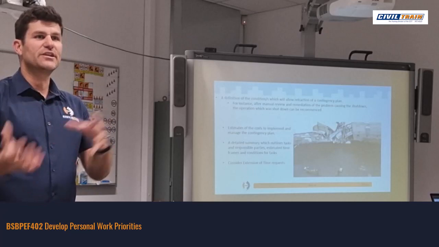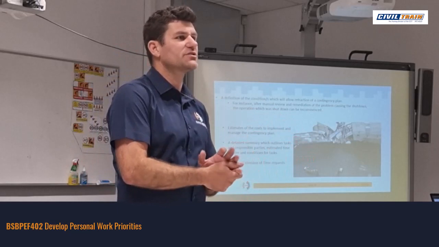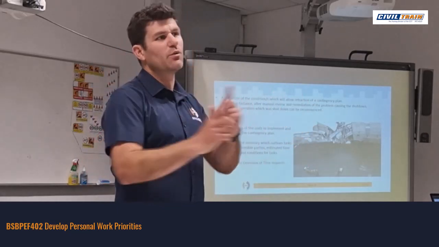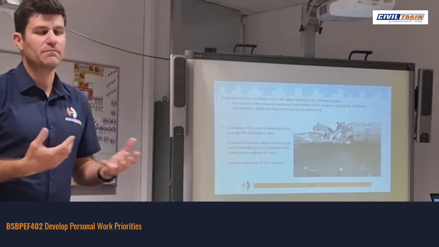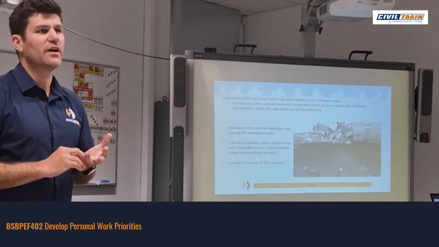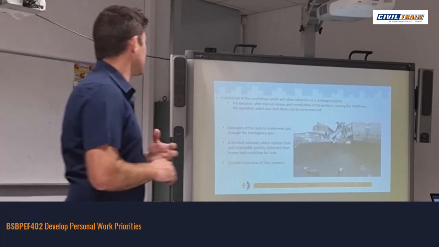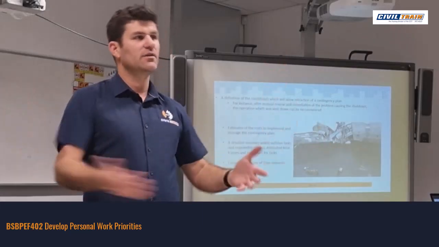Obviously, if we're bringing in extra resources, if we're hiring equipment, that's extra cost. If you're just swapping team members within your work team, it's probably less of a potential cost, but it's still a loss there initially. So again, the crucial part with any contingency plan is knowing how to retract that. For instance, after manual review and remediation of the problem causing the shutdown, the operation can be recommenced. Most commonly there are simple ways of retracting. As you said, staff members off sick, staff members back, away we go.